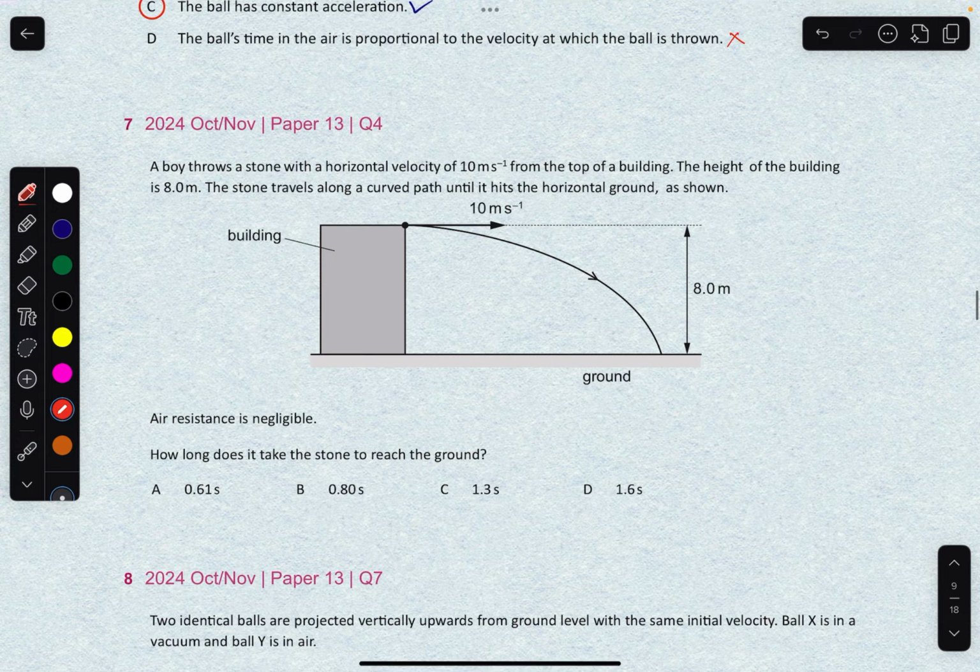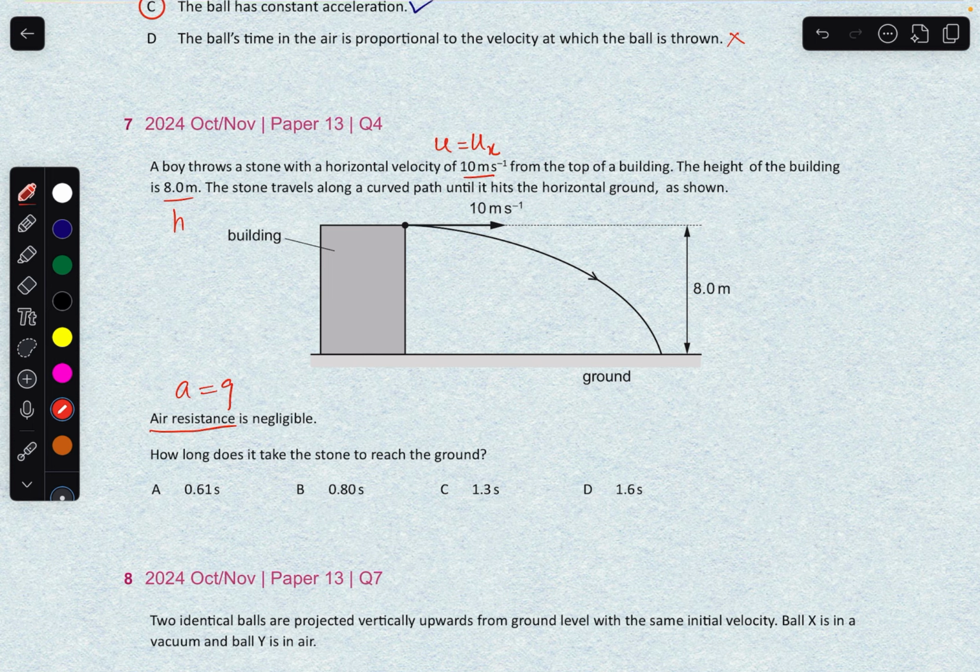In question 7, a boy throws a stone with a horizontal velocity of 10 meter per second from the top of the building. So this is the ux, that is u. The height of the building is this, h. The stone travels a curved path until it hits the ground, as shown in the diagram as well. Air resistance is negligible, so the equations of motion can be applied. How long does it take the stone to reach the ground? You have to find the time.